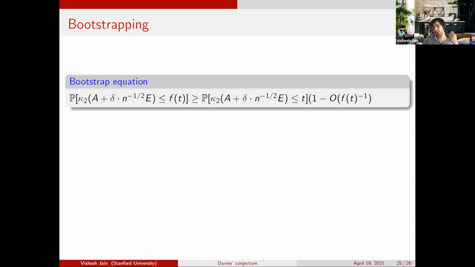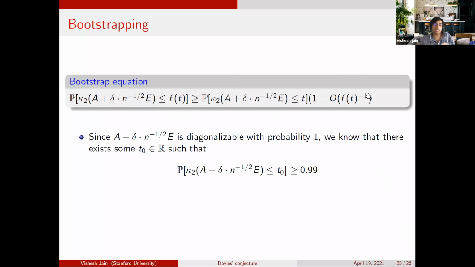Okay, now you might still say, well, this is some sort of iterative argument, but I have no a priori information on kappa 2. So what is the initial step where I start? The good news is that the probability here is controlled by the size of your estimate, so you don't really need an effective bound. What you can say is, since the perturbation is diagonalizable with probability 1, I know that the eigenvalue condition number is finite with probability 1.